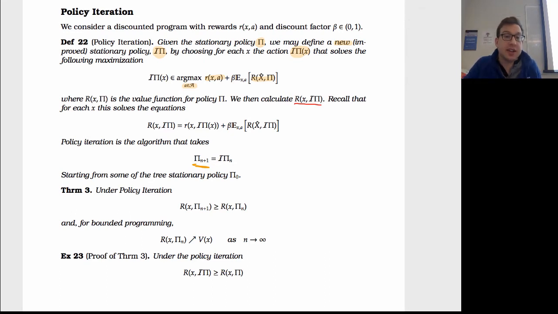And then we want to decide if that's actually a good thing. The theorem we're going to prove is basically the same thing we did for value iteration. Firstly, that under policy improvement, it improves the rewards at each step of the algorithm, so you actually get a better policy that gives you higher reward. And the other thing is that, at least for bounded programming, this is going to converge to the optimal value function. So it improves things and it converges to the optimal value function. We're proving that this algorithm actually works. So any questions about that?